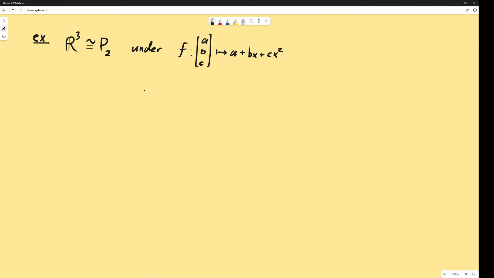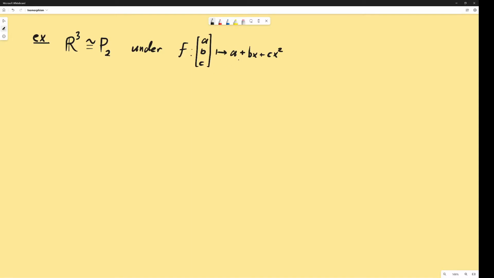Let's start out with a relatively simple example. R3 is isomorphic to P2, the space of quadratic polynomials, under the following isomorphism f. f takes a vector in R3, (a, b, c), to the quadratic polynomial a plus bx plus cx squared.